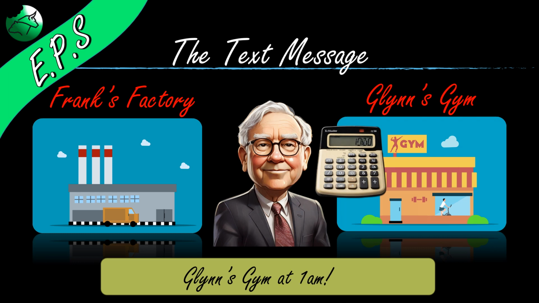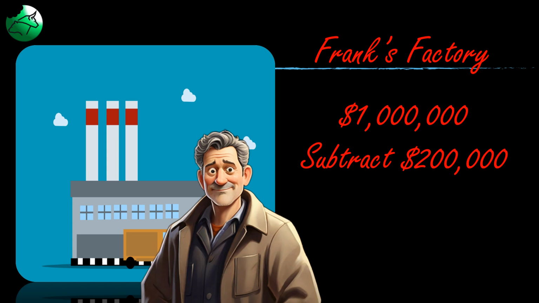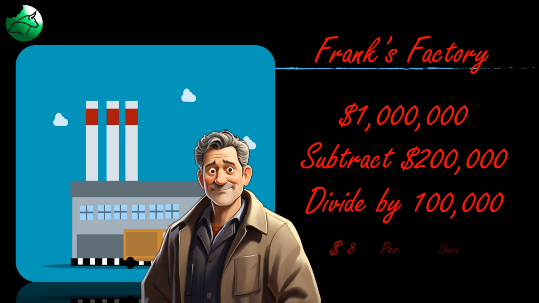out the earnings per share of Frank's factory first." He then explained, when calculating the earnings per share, we start by putting in $1 million of net profit, and then we subtract $200,000 of dividends, and then we divide it by the 100,000 shares outstanding, which gives us $8 per share. This means that each share of the company's stock represents $8 in earnings.